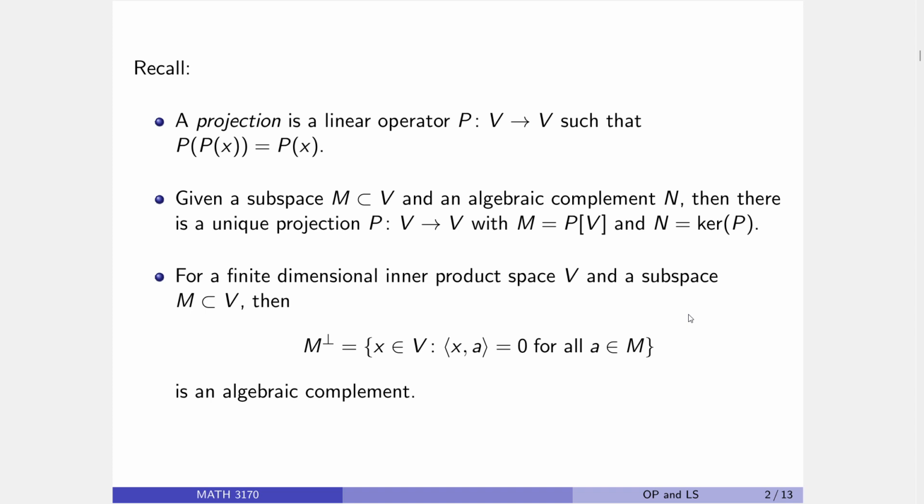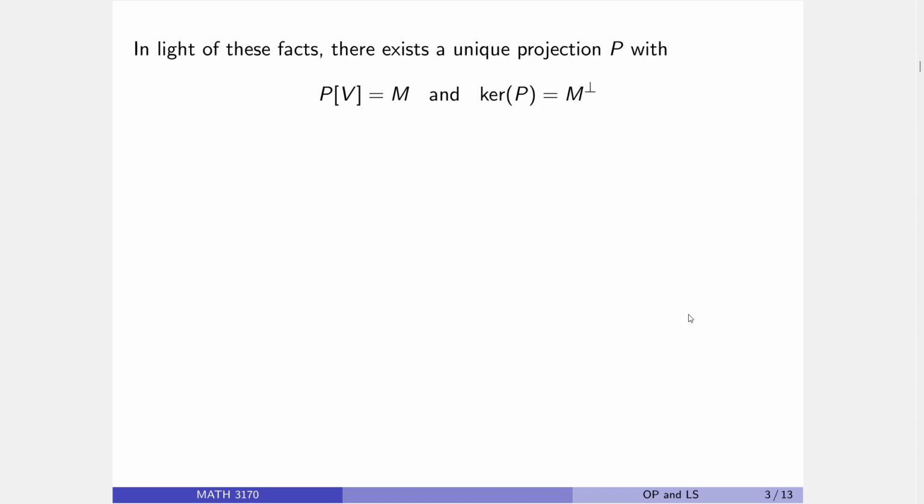So, in light of all these facts together, since M and M perp give us a clean split of our vector space, we have access to a unique projection whose range is M and whose kernel is M perp. Since M perp is all the things that are perpendicular, they're going to be the things whose output at P is 0, so a lot of nice stuff is probably going to happen.